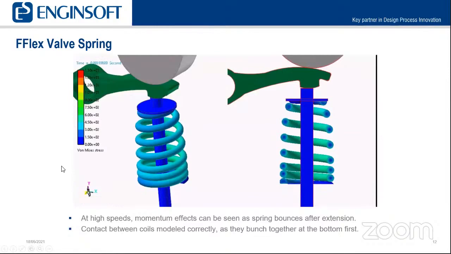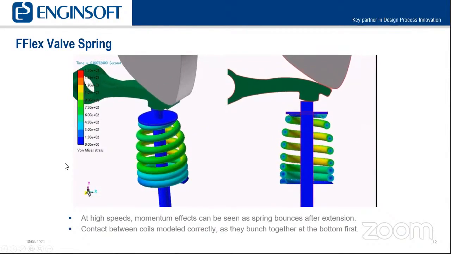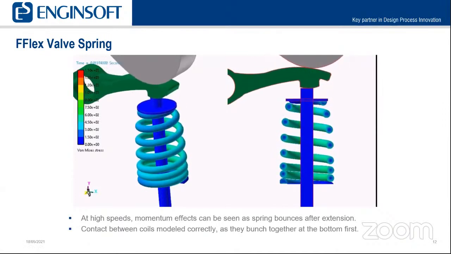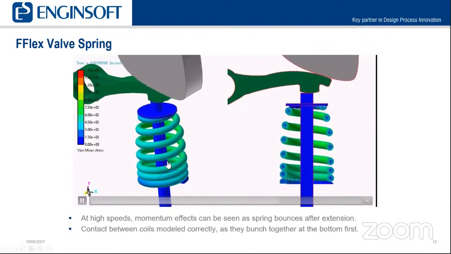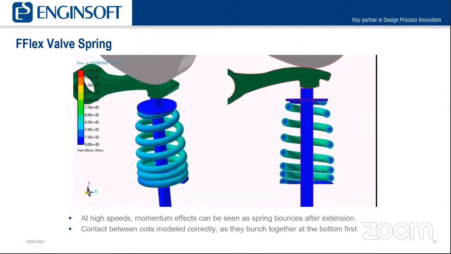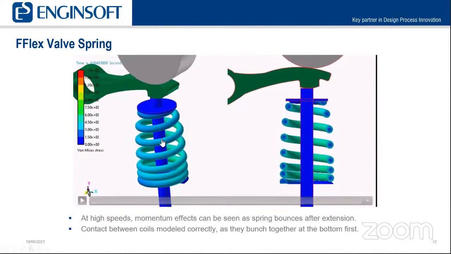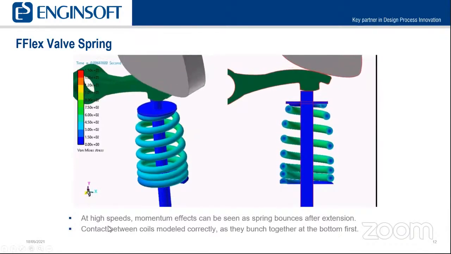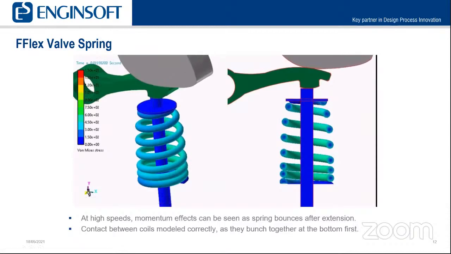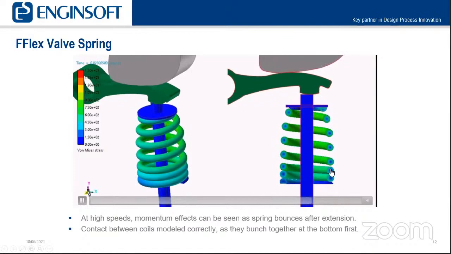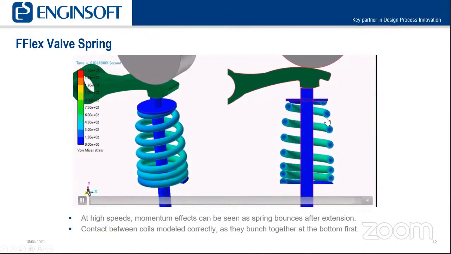So here are the results of a simulation using this technique. What we can see here is that there's a little bit of bouncing of the spring after it returns to its extended position. This really shows that we're capturing these mass effects accurately. Another thing we can see is that the contact between the coils is being modeled as well. At the bottom, the coils are initially more closely spaced together, so as the spring is compressed, those coils begin to contact each other first, and then more contact occurs at the top later.